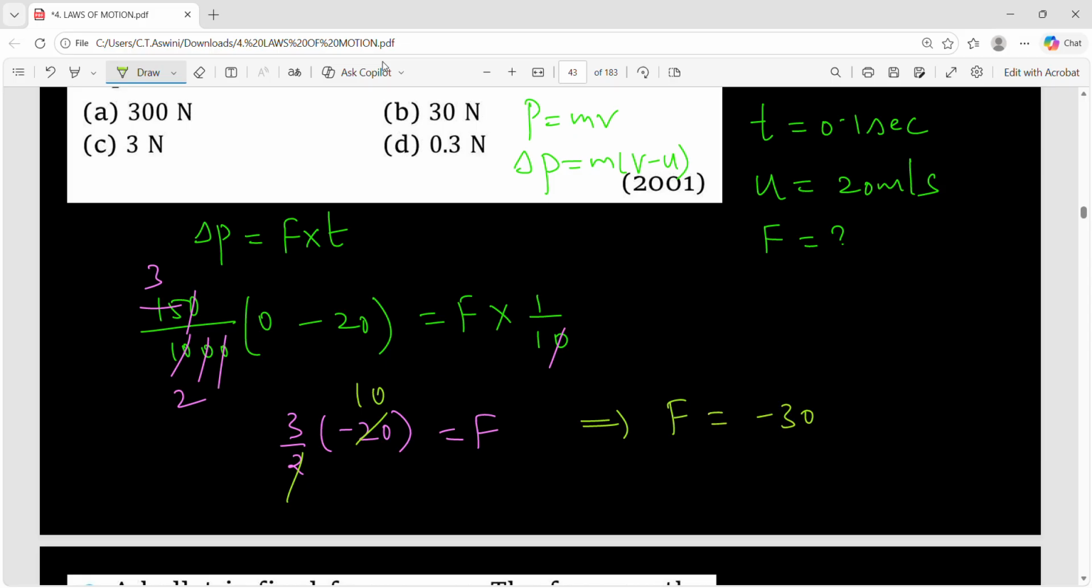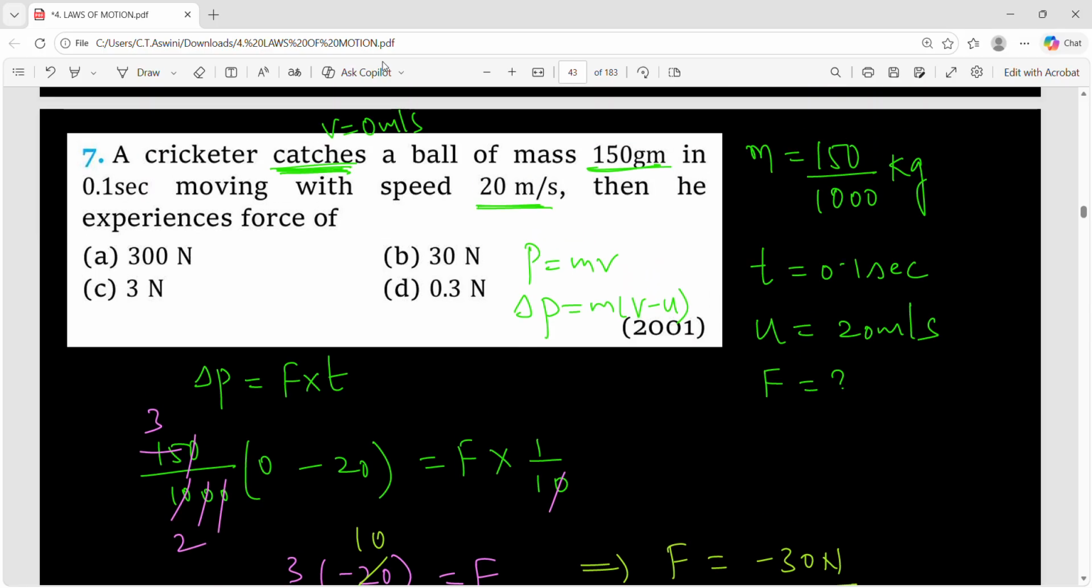So how much will you get? 2 ones, 2 tens. So F equals 3 into minus 10, minus 30 newtons. Why is it minus 30? Why not plus 30? See, because the cricketer is catching the ball, right? The force is applied in the opposite direction of the ball. The ball was moving forward, but the cricketer has caught the ball, so his force is in the opposite direction. That's why minus. So the answer is option B.